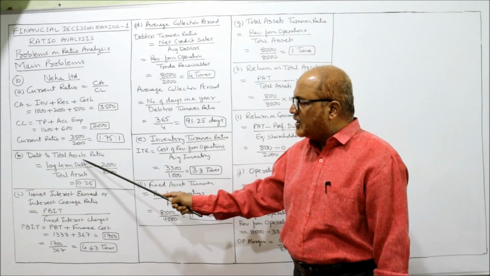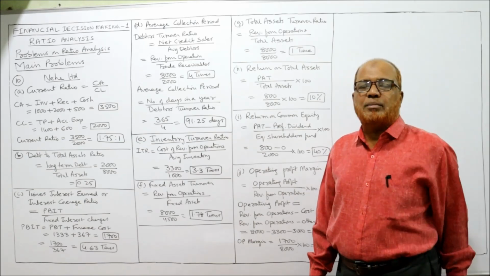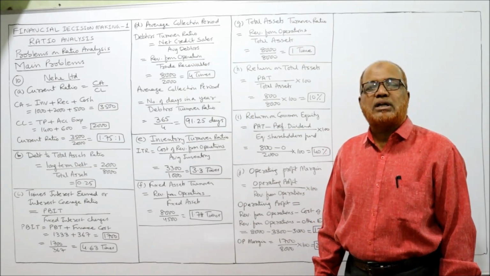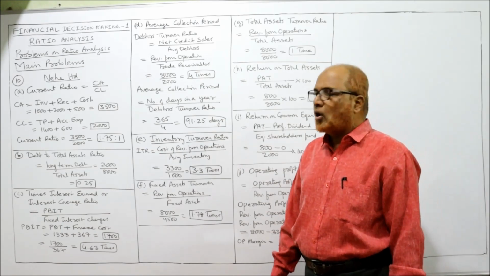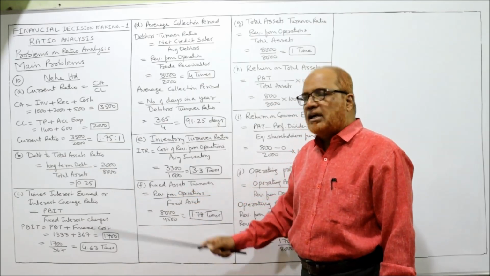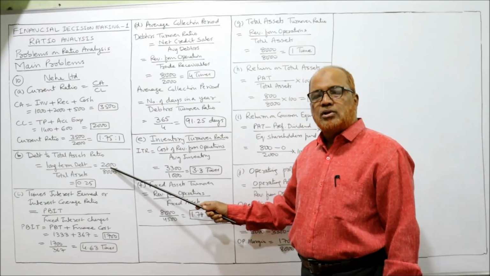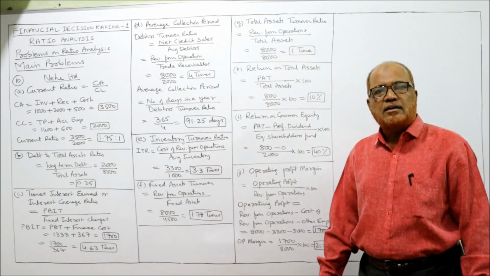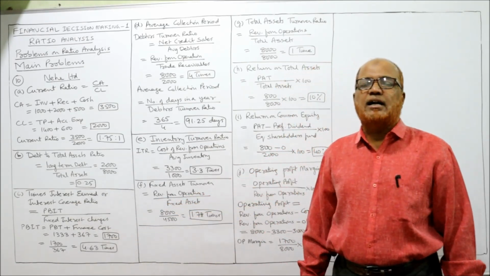The second one is the debt to total assets ratio. Debt means long-term debt. The formula will be long-term debt divided by total assets. So long-term debt is given in the problem. Non-current liability, long-term debt is given, 2,000. And total assets are 8,000. So 2 divided by 8, 0.25. That's it. The next ratio is times interest earned.